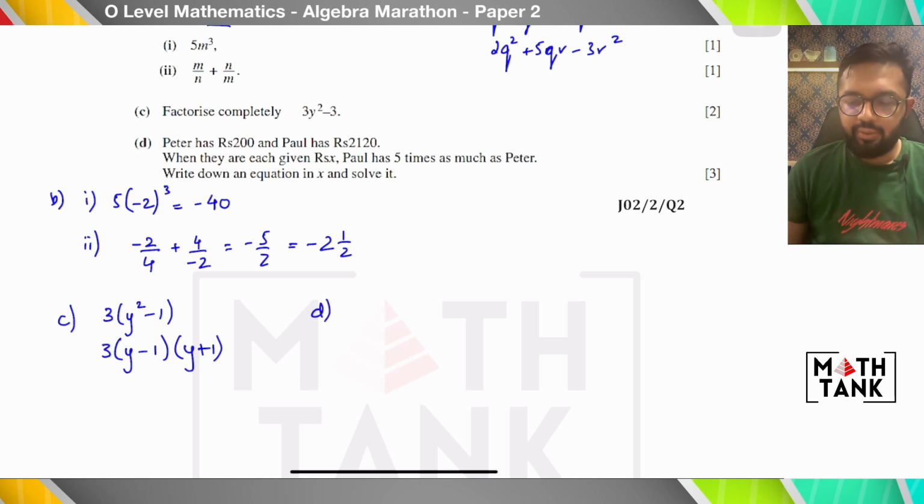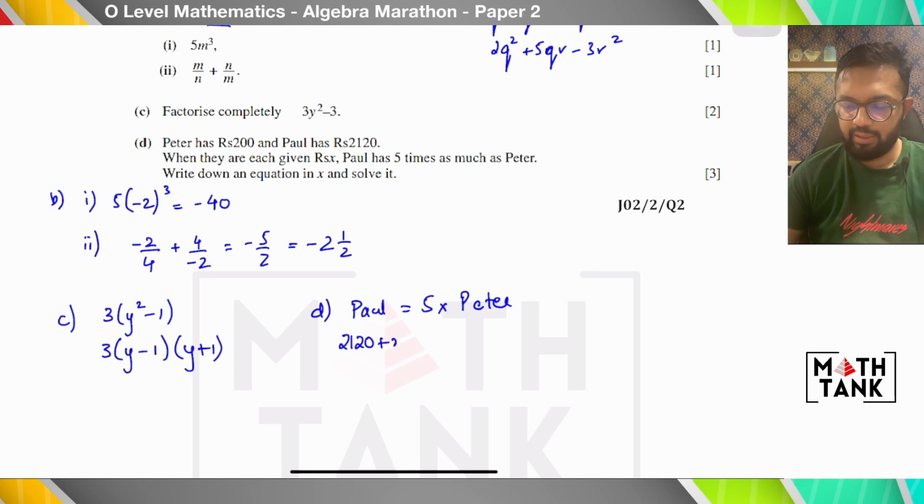Part D, Peter has 200 and Paul has 2120. When they are each given rupees x, Paul has 5 times as much as Peter. So Paul has 5 times as much as Peter. That is what I'm going to write as my equation. They had both 200 and 2120 initially, and they're both given x. So I'm going to write 2120 plus x. And what does Peter have? Peter has 200 plus x.